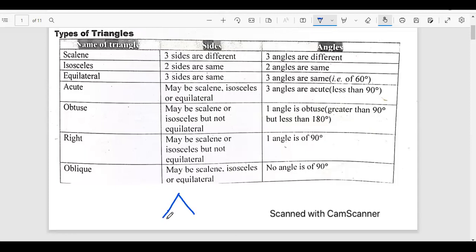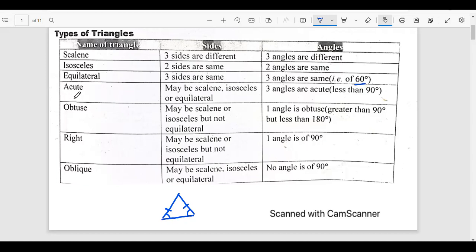Let's say this is an isosceles triangle. So this side and this side are same. Then this angle and this angle are going to be same, right? This is what we call the angle side relationship. So it says two sides are same, so two angles are same. In equilateral, three sides are same, so three angles are same. And if all the three angles are same, each angle would be 60 degrees.